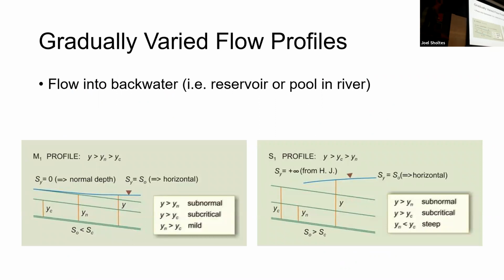There's different kinds of gradually varied flow profiles. One of them that we talked about is the backwater. And this is where we have a mild slope that enters into a reservoir or some kind of ponding situation. And this is one of the examples that you'll do in this last homework assignment. So you'll actually plot a backwater profile.